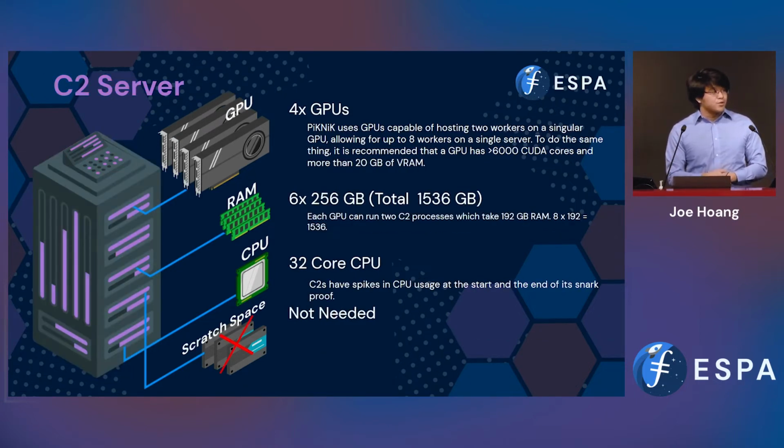And for the last worker server that we have is the C2 server. Similarly, it has 4 GPUs instead of 3, but it also fits 2 workers per GPU, giving us 8 workers on a single server. At 8 workers on a single server and 192 gigabytes used per worker, that equates to about 1,536 gigabytes of RAM. It has a 32-core CPU because it is intensive on that part momentarily, and then it doesn't require any scratch space because at this point, you're not dealing with any sectors that have gone through proof of replication anymore.